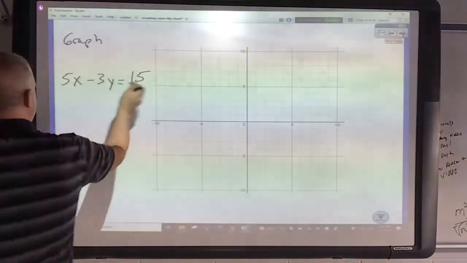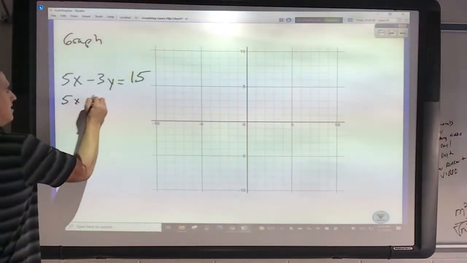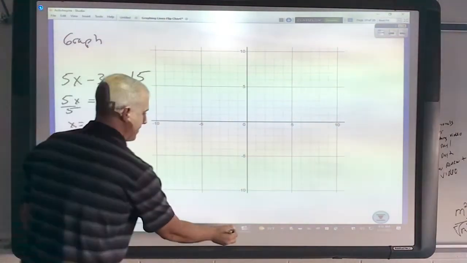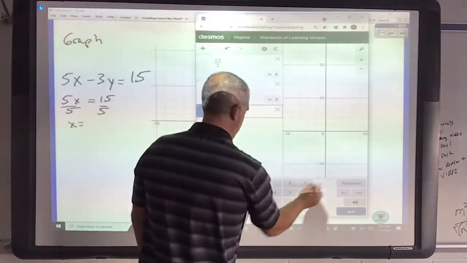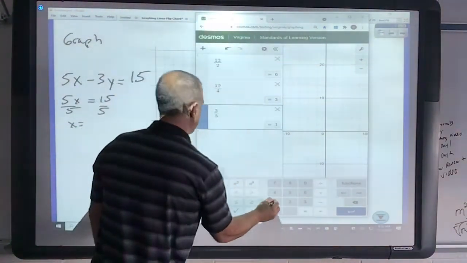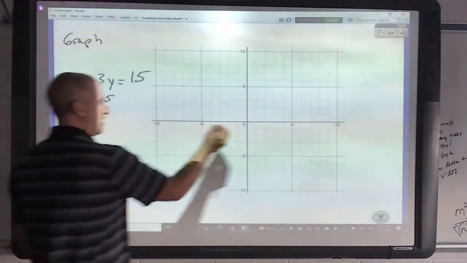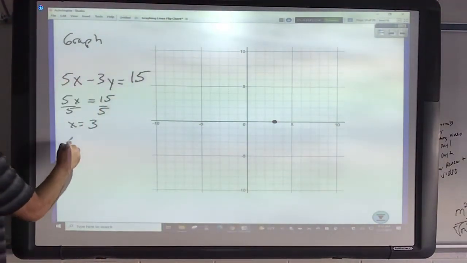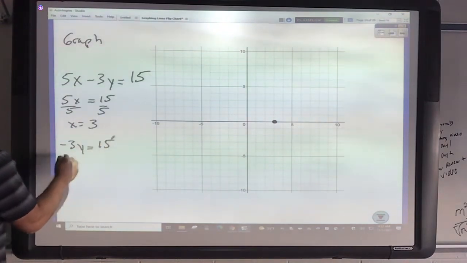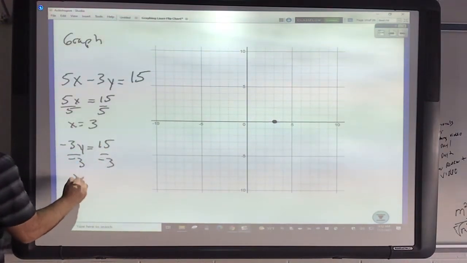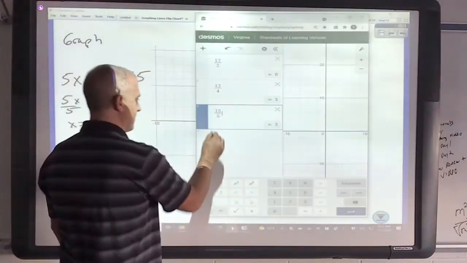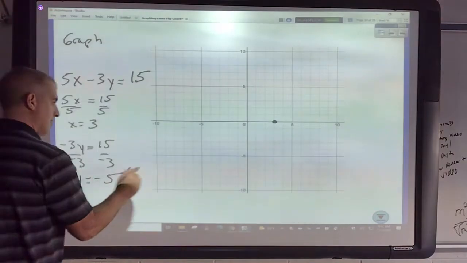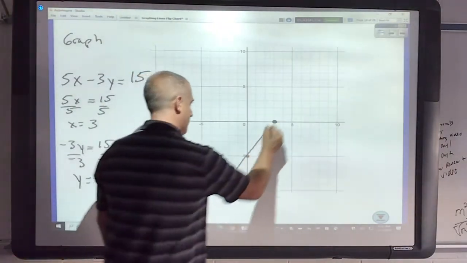5x equals 15. Divide by 5. I've got x equals 15 divided by 5. Whoops, 15 divided by 5 is 3. It's on the x-axis, 3. Then I've got negative 3y. That's the part that's important. Divided by negative 3. It's going to be y equals 15 divided by negative 3, which is negative 5. On the y-axis, that would be here. Connect the dots.